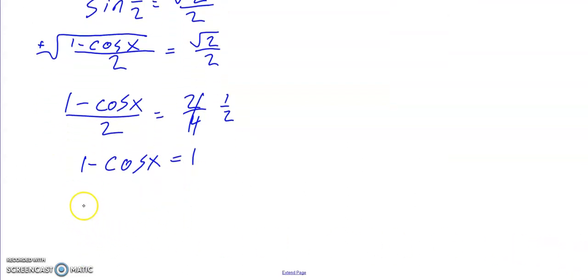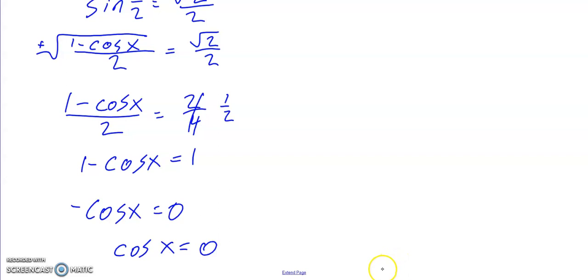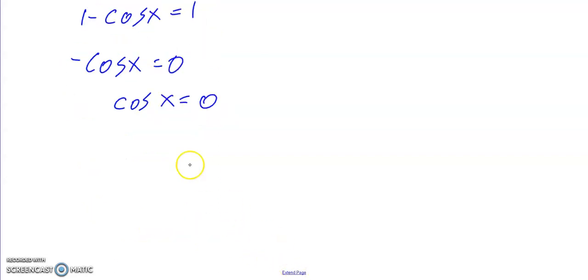So I'm going to subtract 1 from both sides, and I get negative cosine x equals 0. Cosine x equals 0. So let's take the inverse.